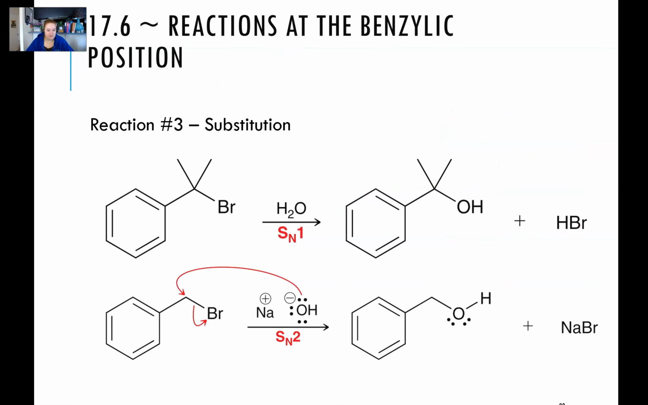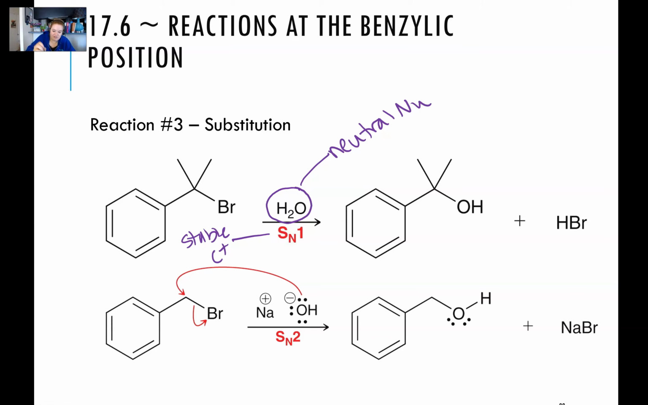All right, reaction number 3. We can do substitution reactions. We didn't spend a whole lot of time talking about benzylic positions when we did our SN1 and SN2 reactions, but it occurs. SN1 reactions can happen because it's a very stable carbocation. So in order to do an SN1 reaction, we're going to use a neutral nucleophile. And it's happening because we have a very stable carbocation, even if it's primary, and that's because it has so much resonance to help stabilize it.